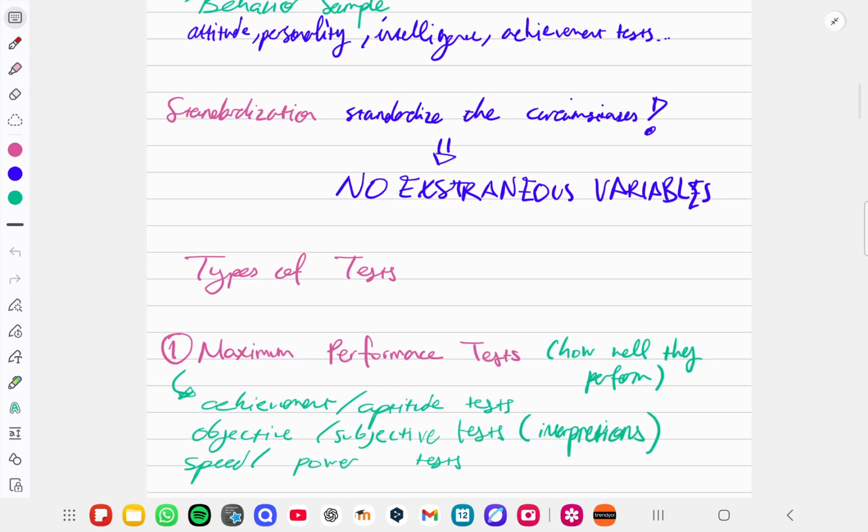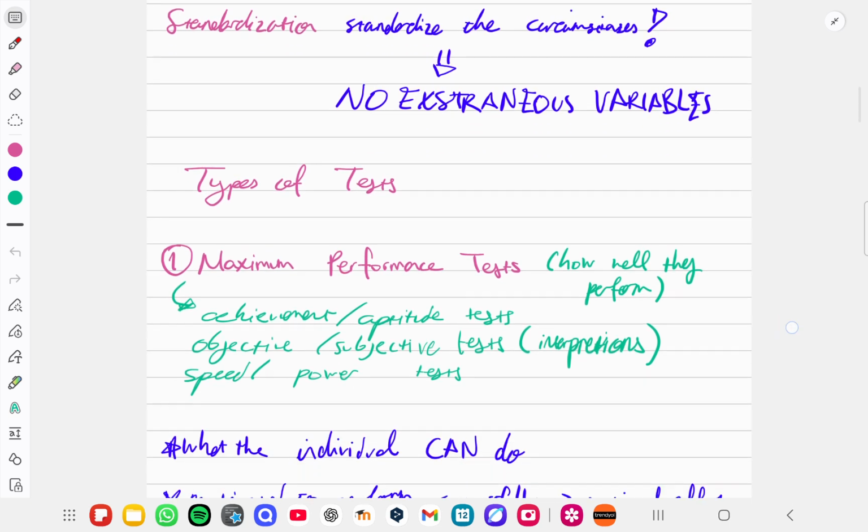So we need to standardize the circumstances. Standardization is extremely important. Otherwise, we would have so many extraneous variables. And extraneous variables are basically the variables that we didn't take into account before starting our study, our research, our experiments. So we need to really make sure that we are offering almost the exact same circumstances to every single participant, so that we will have no extraneous variables.